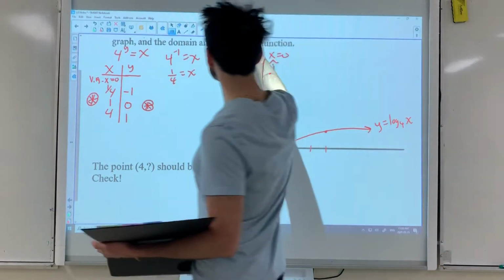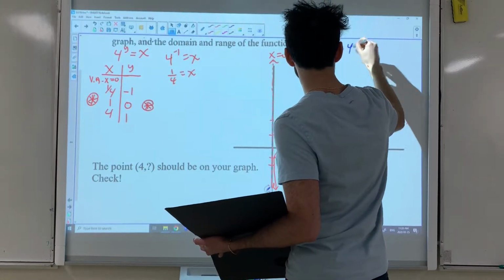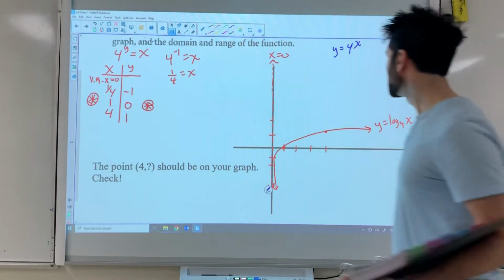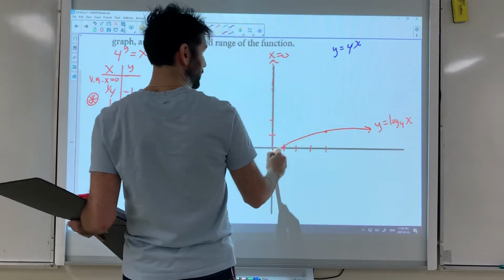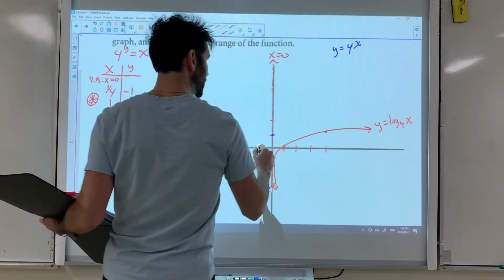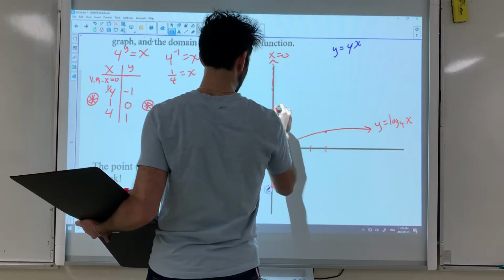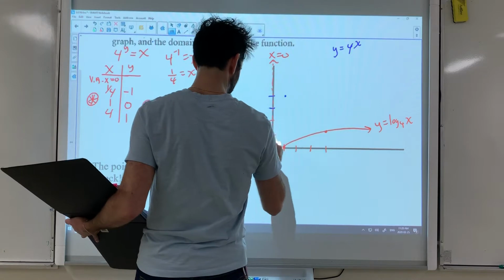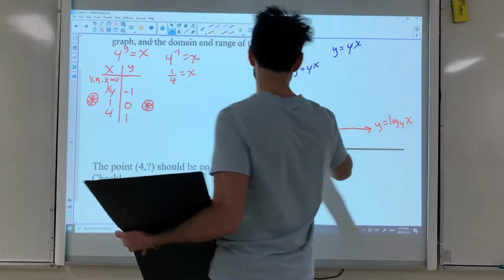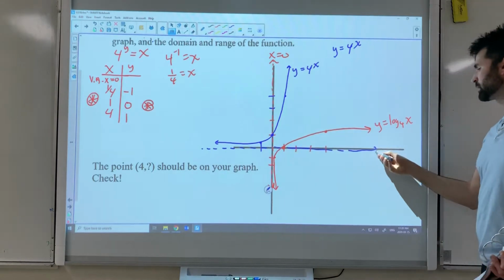As an exercise, we should quickly compare this to y equals the power function, 4 to the x, right? Because this would be the inverse of this one. So what does this one look like? Well, we know when x is 0, y is 1. When x is -1, y is 1/4 right there. And when x is 1, y is 4. So here's the power function. Like that. Sometimes they get you to look at the inverse. And where's our asymptote? Well, we have a horizontal asymptote right here at y equals 0.